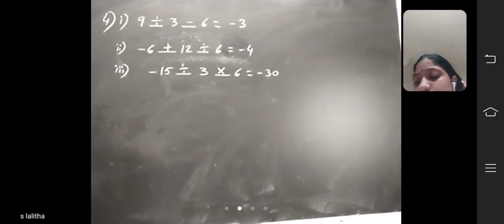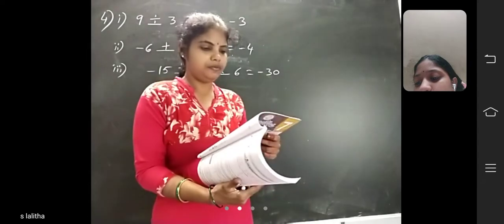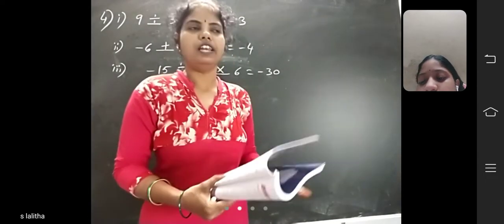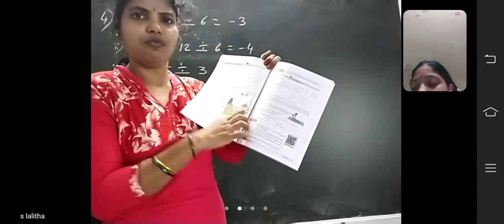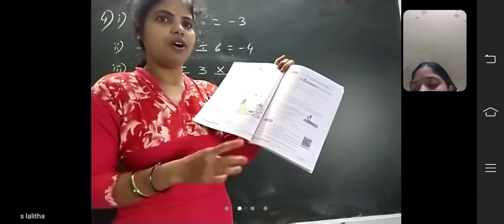So we have completed exercise 1.4, children. Next, absolute value. What is absolute value, children? See the picture. Look at the picture here. At what level does the ship sail on the sea? Here you can see the ship. The ship sails on the sea. At what level? We don't know what level.